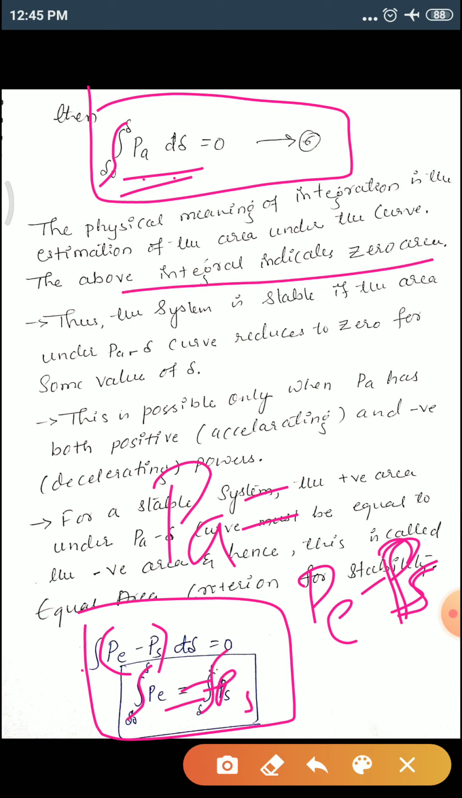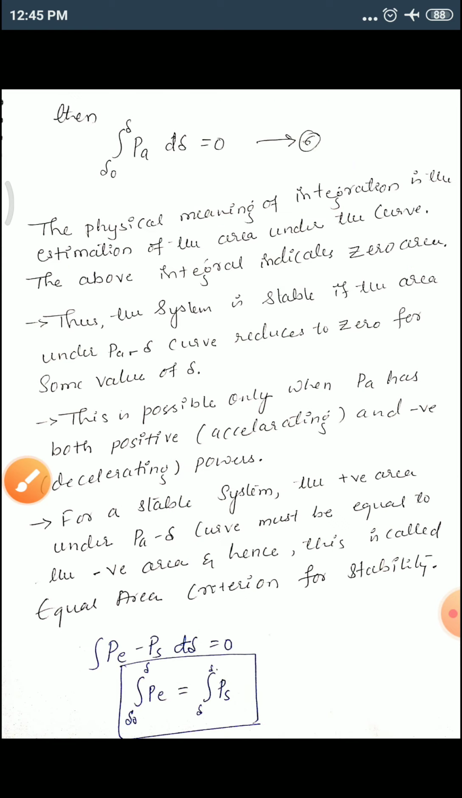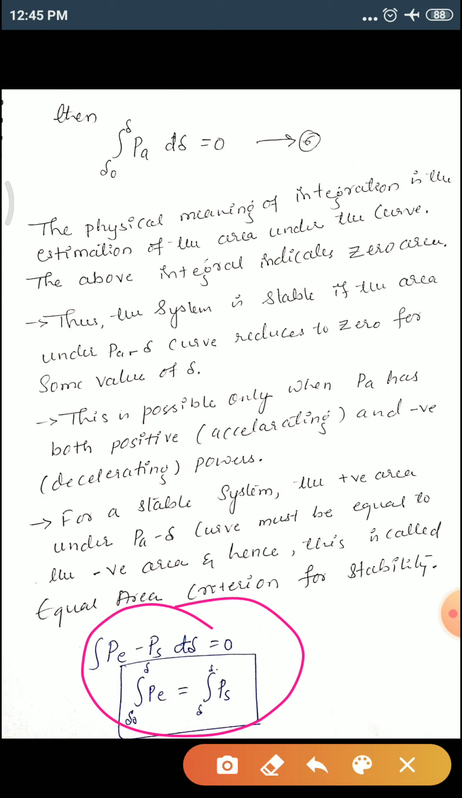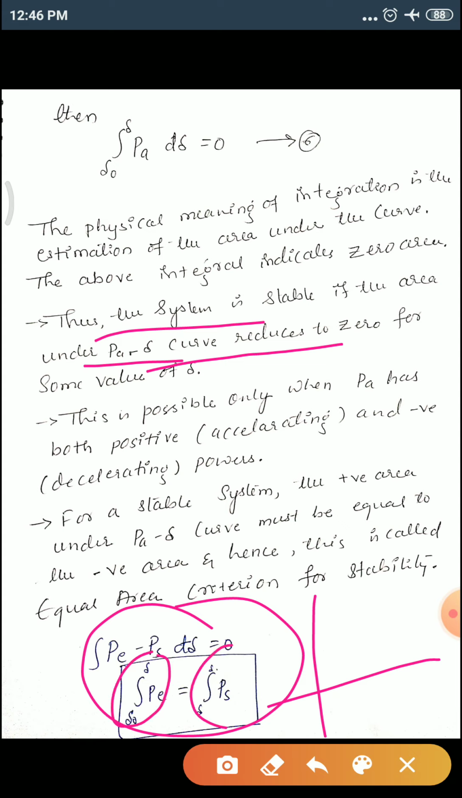We know what we mean by integration. The physical meaning of integration is the estimation of the area under the curve. Okay, so based on this, integration means the area of the curve. We can say whether the system is stable or not by taking the P delta curve also, that is the power angle curve. Based on that power angle curve, the area can be calculated by these integrations.